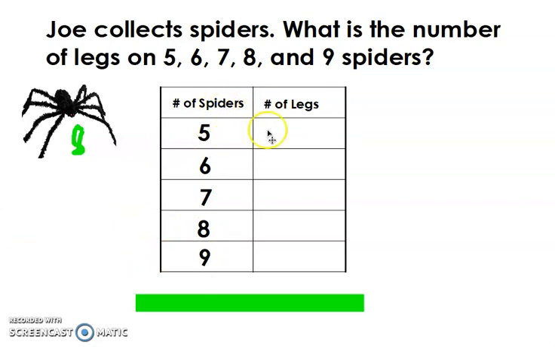So if I have 5 spiders, I know that there are 8 and 8 and 8 and 8 and 8 legs. Whew, that's a lot of legs. So in thinking about those legs, I have to think, oh, 5 times 8. 5 times 8 would give me 40 because I know how to count by fives. I know my facts on fives.